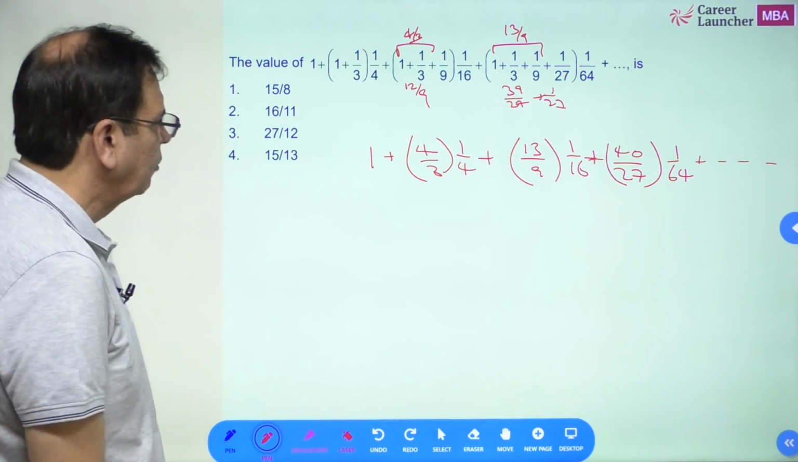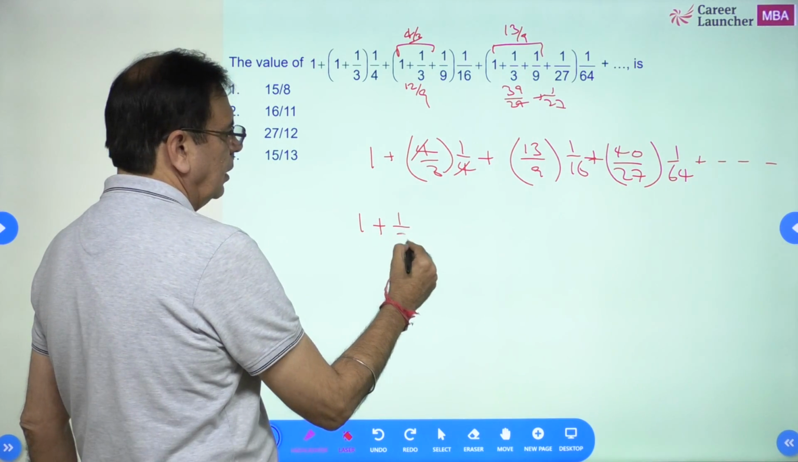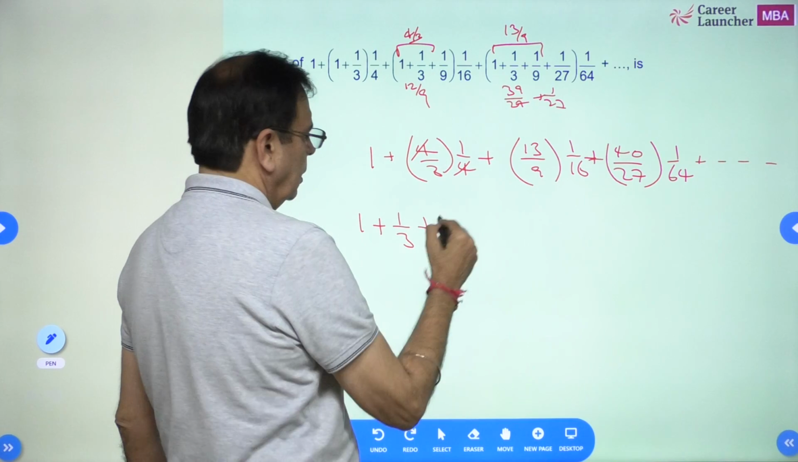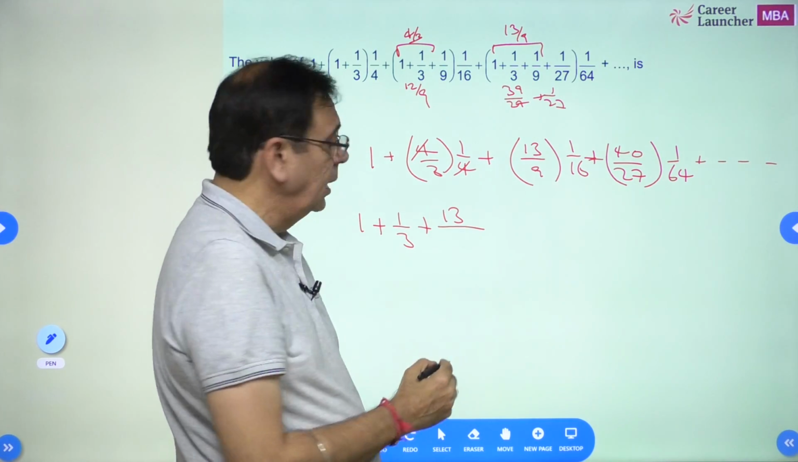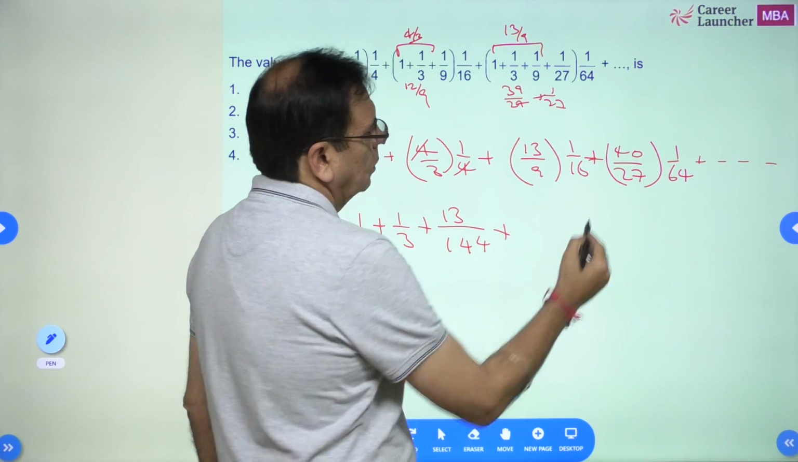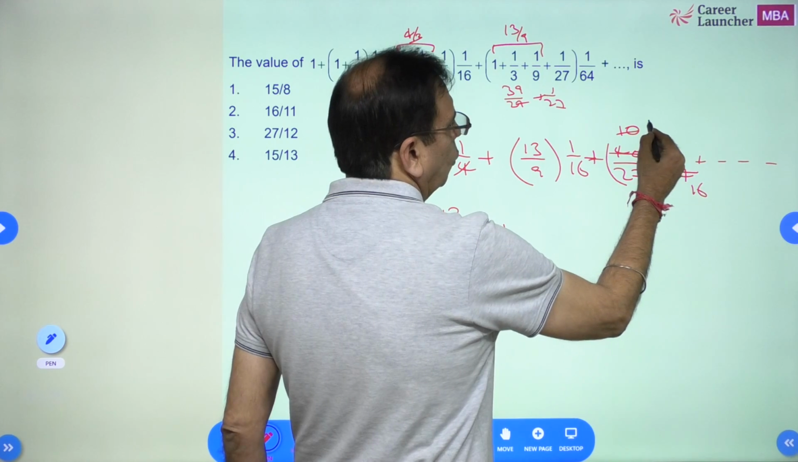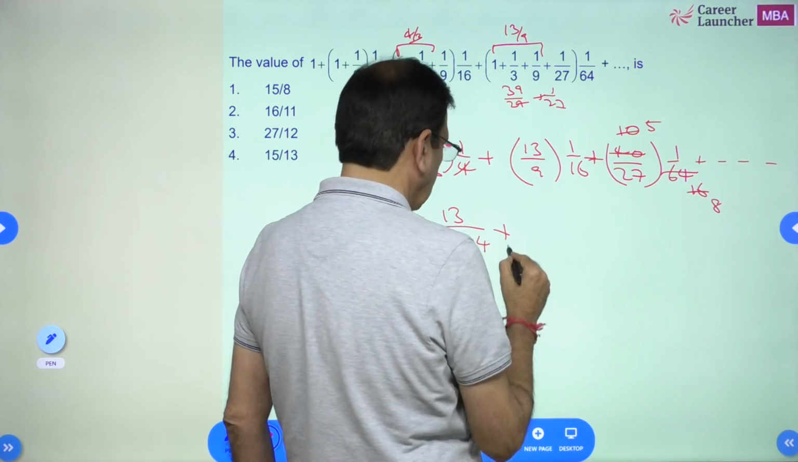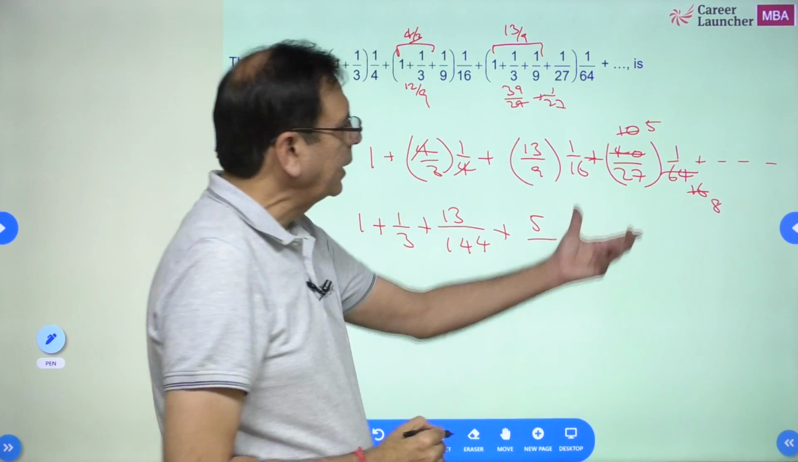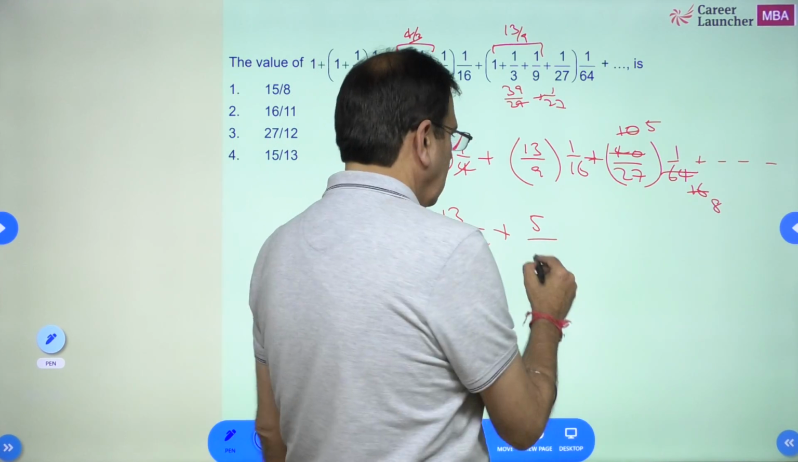Okay. Let's look at these values now. What is this? 1 plus 1 by 3 plus 13 by 16 into 9, 144. Plus 4 tens are 40, 4 sixteens are, 2 fives are, 2 eights are. So plus 5 upon 27 into 8, 160 plus 56, 216.